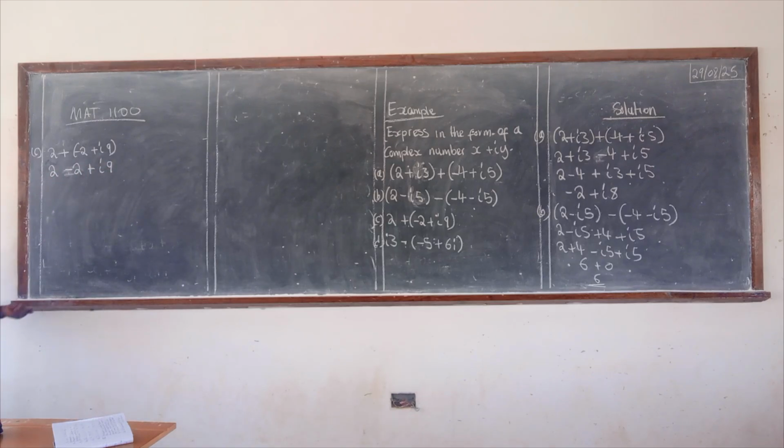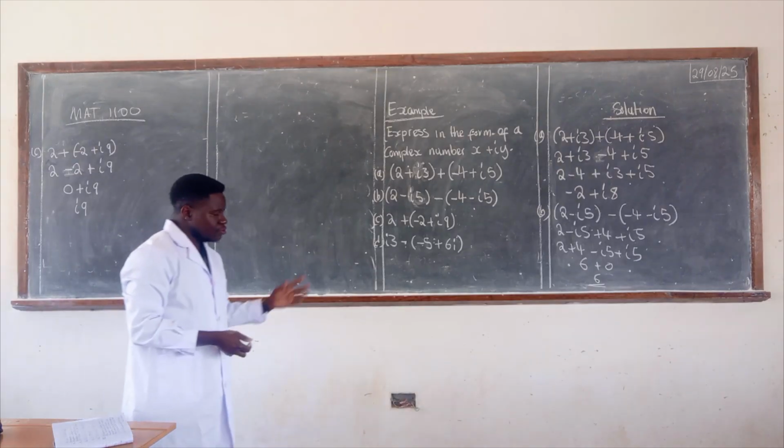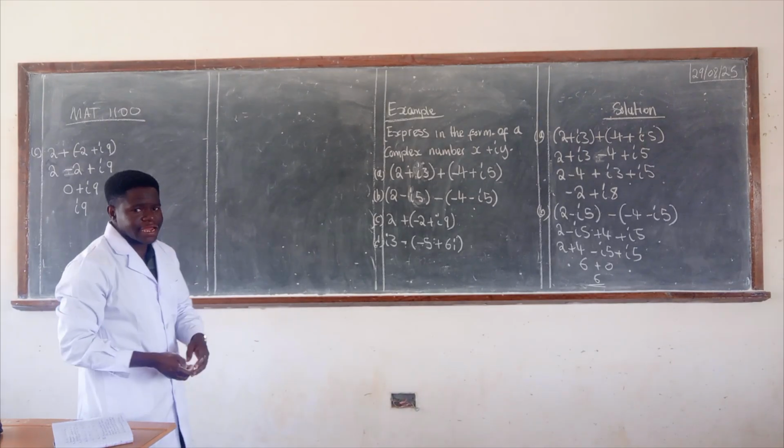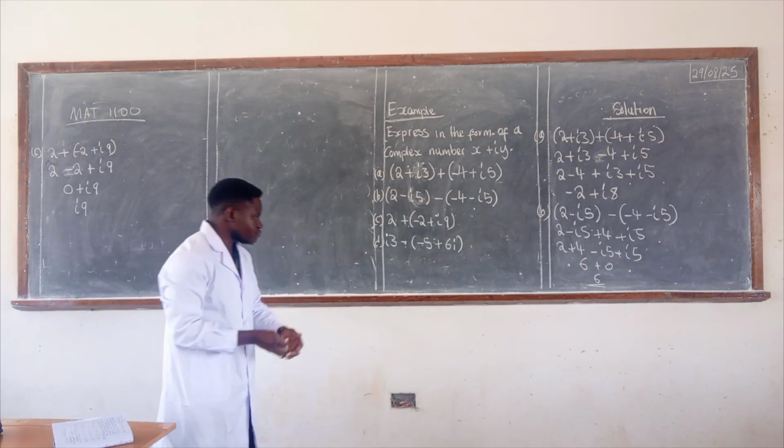So here all we have to do is collect the like things. Okay, so what is 2 minus 2? It's going to give us 0 plus i9, which is going to give us finally i9. Okay? From there now, I hope you all got that answer correct, i9. Let us now try D.